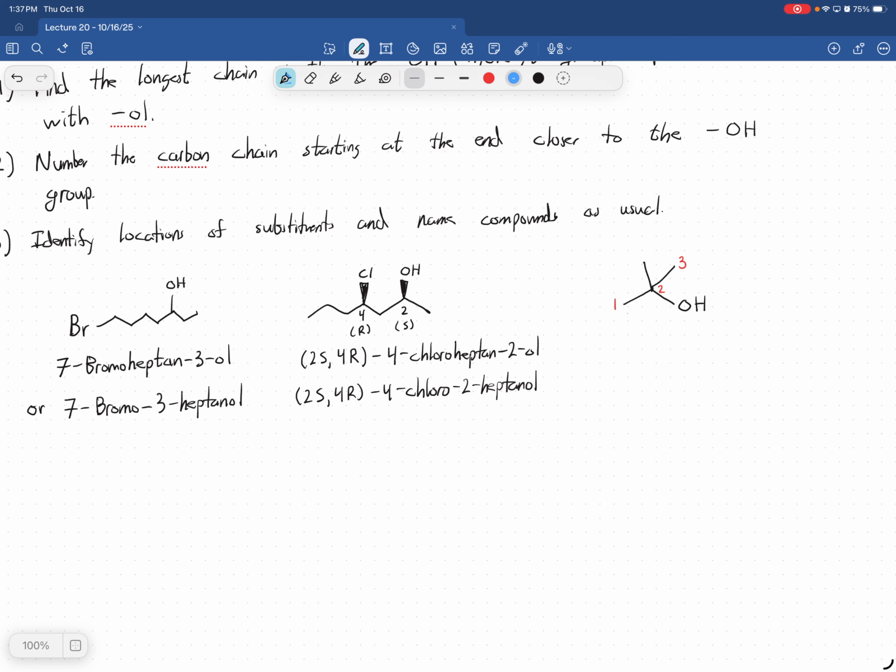And it doesn't matter which order you go. You could have done 1, 2, 3. It doesn't matter. So the OH is always on the second carbon. All right, so how will we name this one?